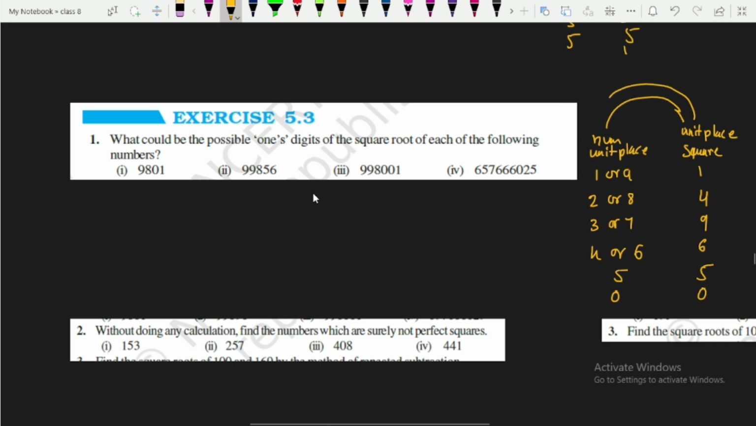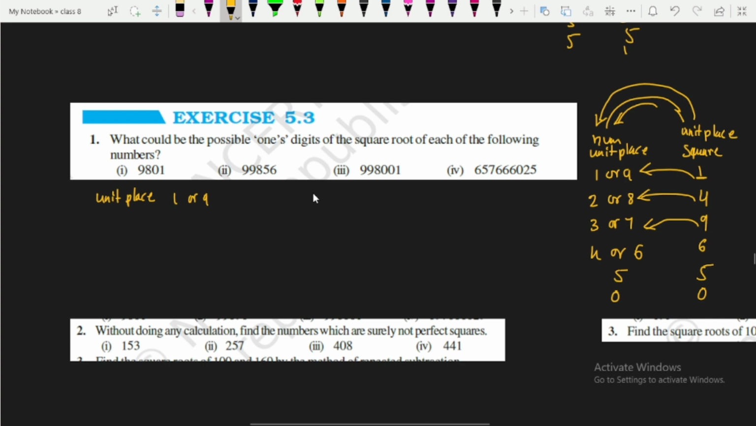Now we have to move in a reverse way, right? Here the square number is given. What is its square root? It means we are going to come back from here. If the unit digit is 1, the root may end with 1 or 9. If the unit place is 4, it may end with 2 or 8. In the same way, if 9 is there, then it will end with 3 or 7. Similarly you can answer question number 1: the unit place of the square root will be 1 or 9.